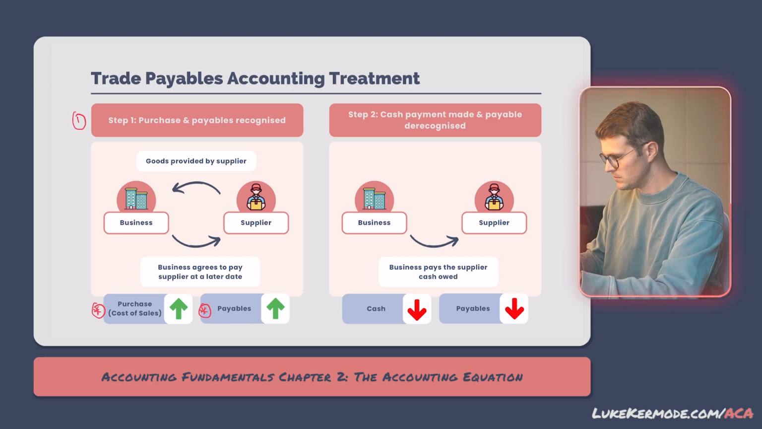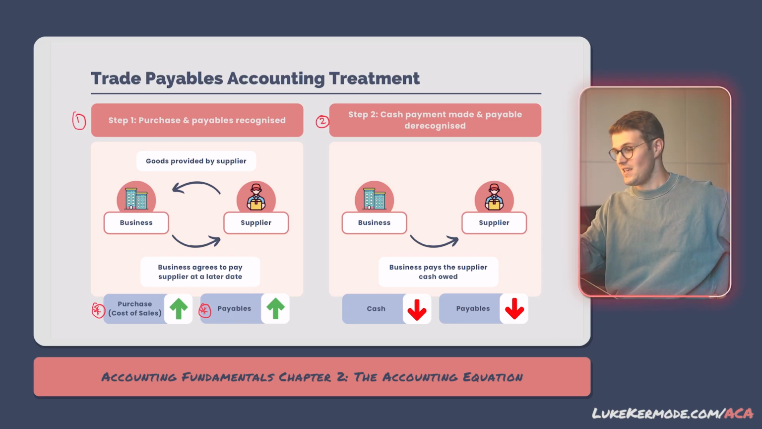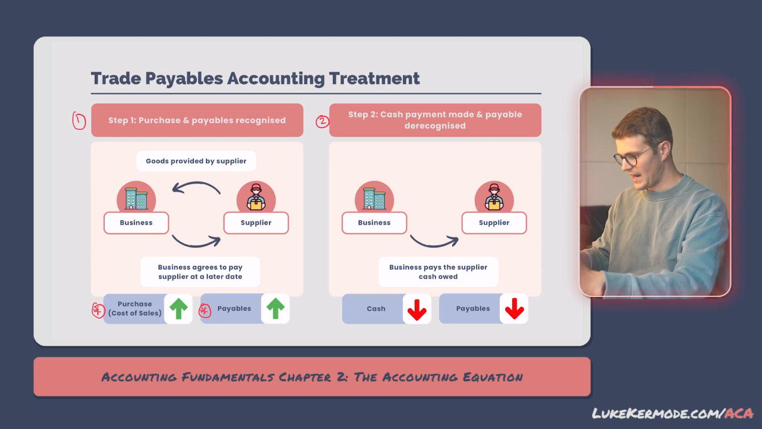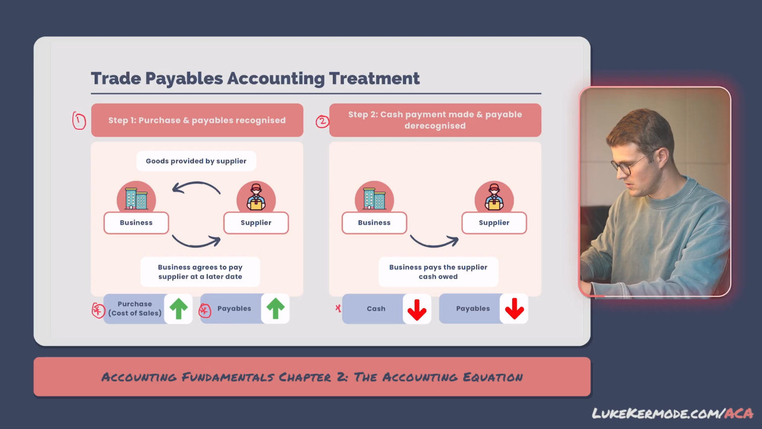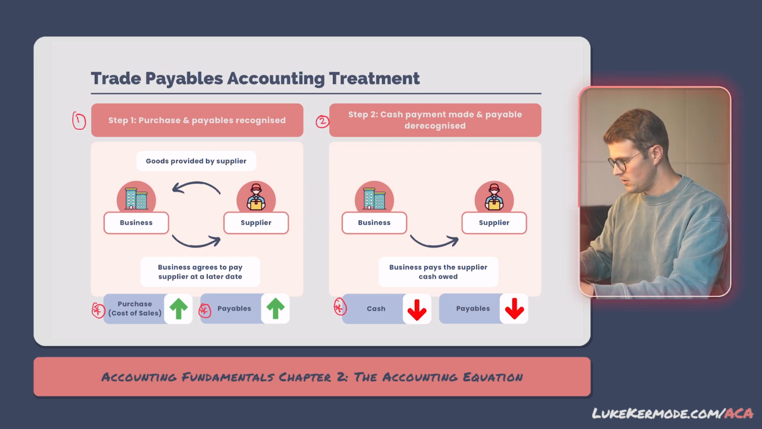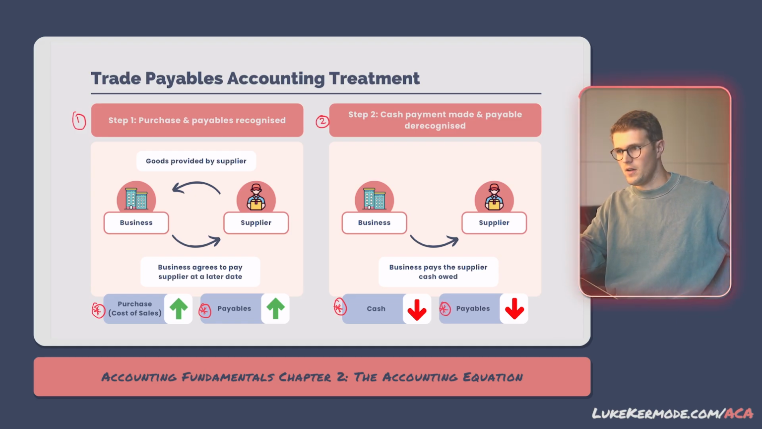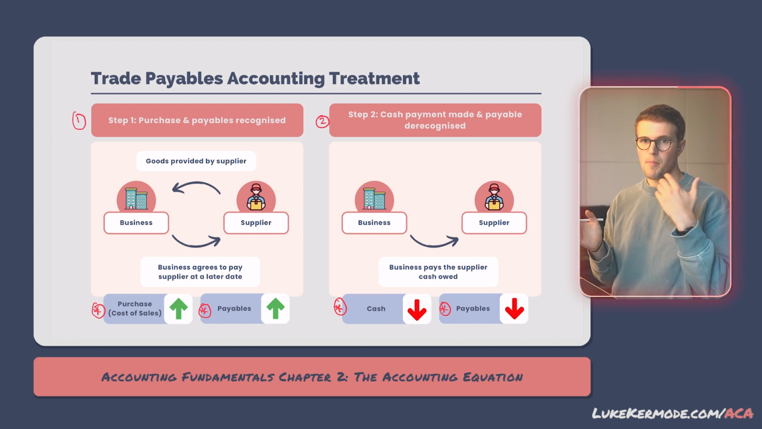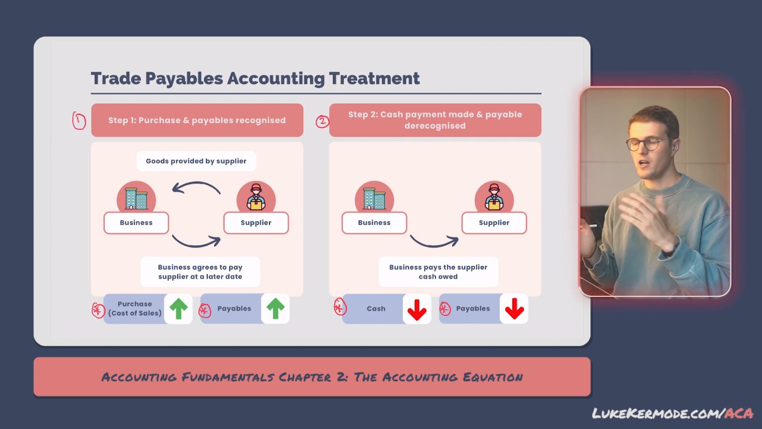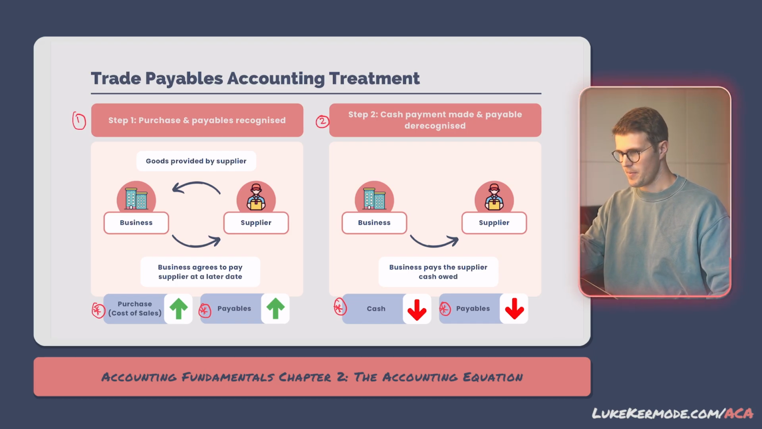Step two is where the business eventually pays the supplier. Now the cash value on the balance sheet goes down and the trade payable is removed from the balance sheet because the obligation has been settled. There's no new impact on the income statement at this point, as the purchase cost was recognised back when the goods were received in step one. So we don't need to double count and recognise them again as part of the second step.